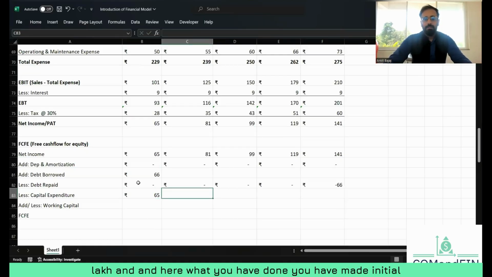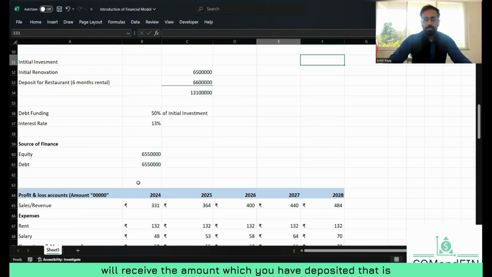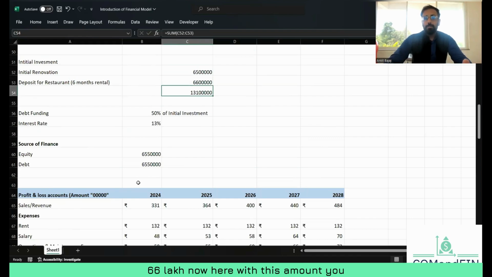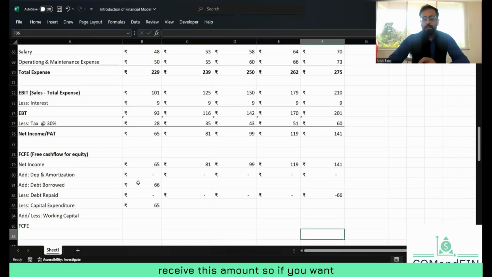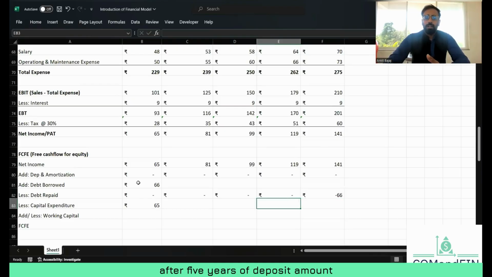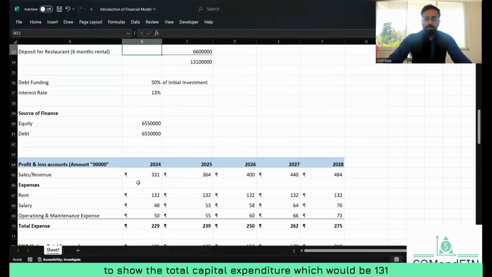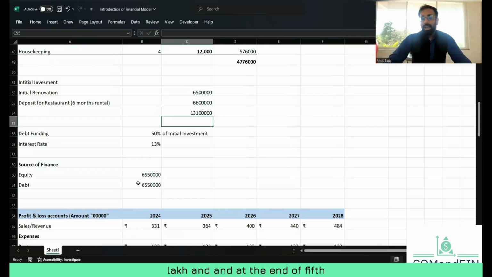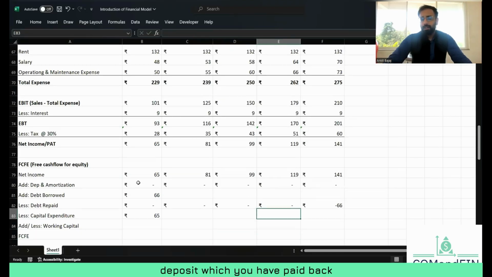And here, you have made an initial investment, so you will receive the amount which you have deposited, that is 66 lakh. Now, this amount you will receive after 5 years. Let's suppose in 5 years you will close the business. So if you want to showcase that you will receive this deposit amount after 5 years, then what do you have to do? You have to show the total capital expenditure, which would be 131 lakh. And at the end of the fifth year, you will receive the 66 lakh deposit, which you have paid back.